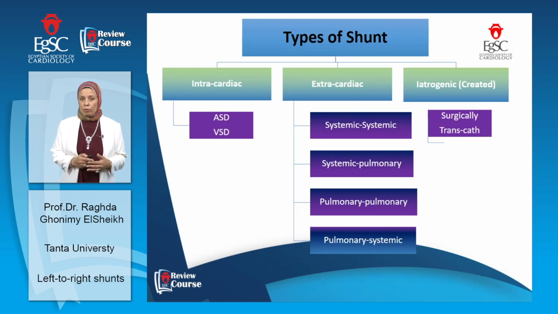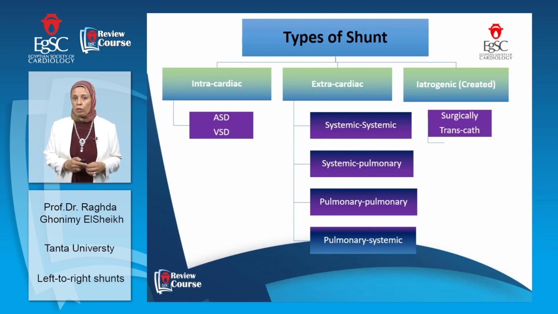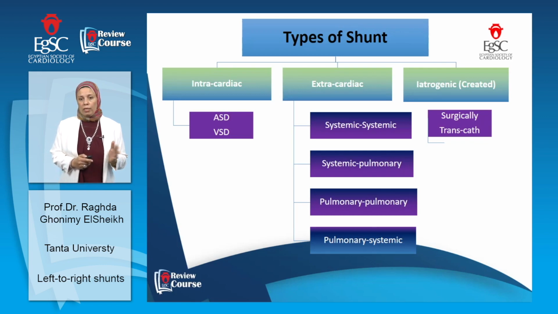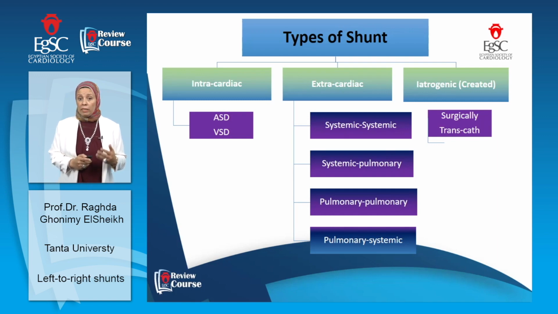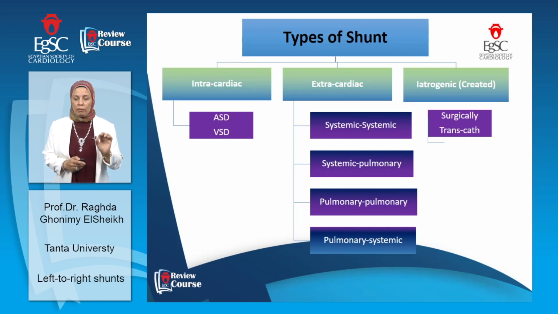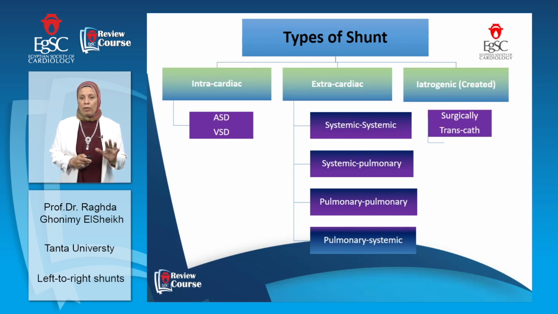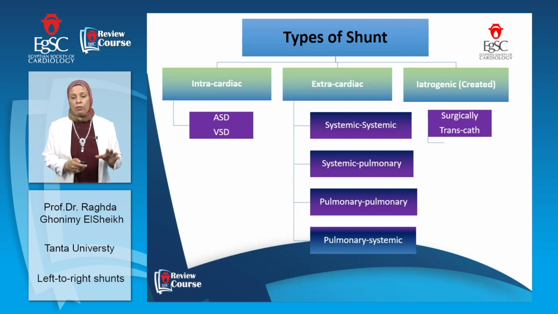Or a transcatheter shunt, as in cases of transposition of the great arteries, where the pulmonary and systemic circulations are parallel to each other, not in series. So we need mixing of the blood through the interatrial septum. So we use a balloon to induce atrial septostomy and good mixing of the blood at the level of the atrium.